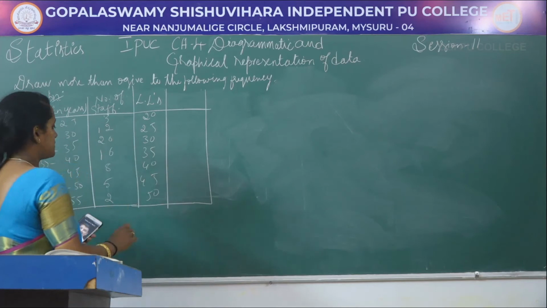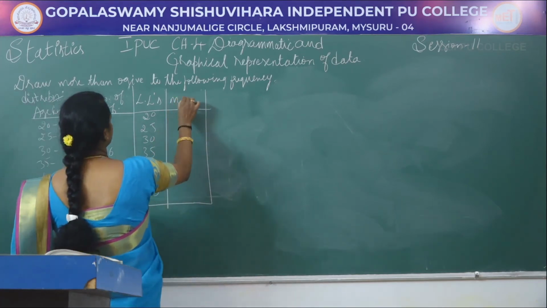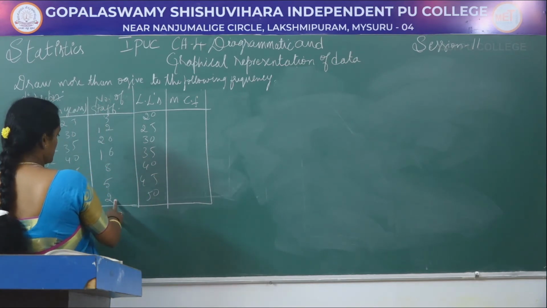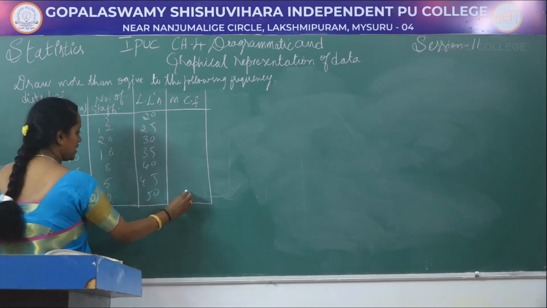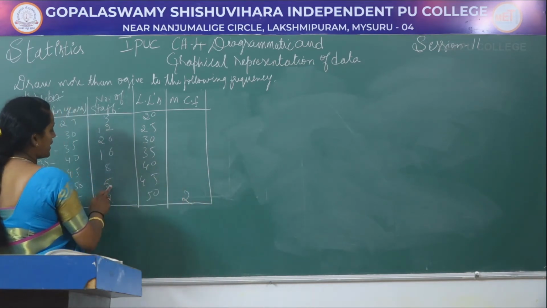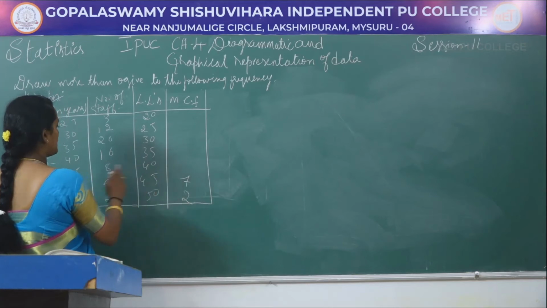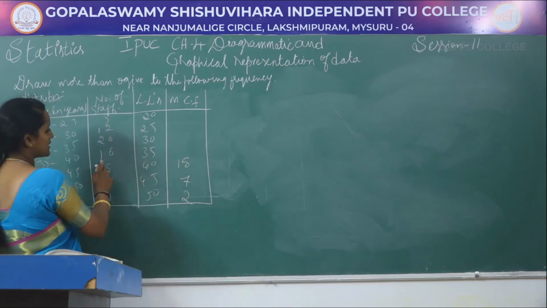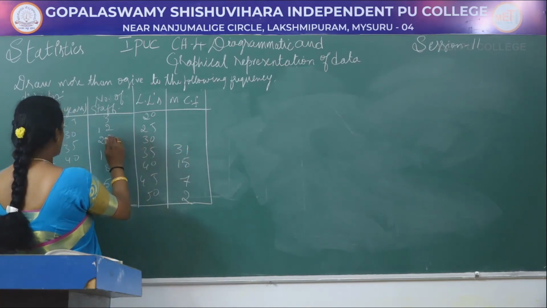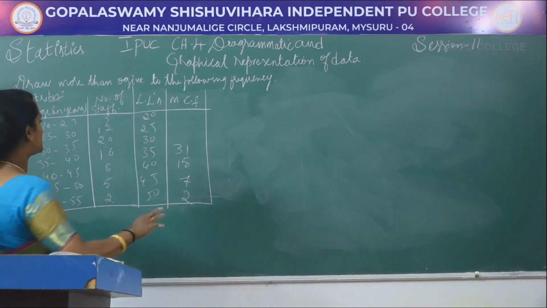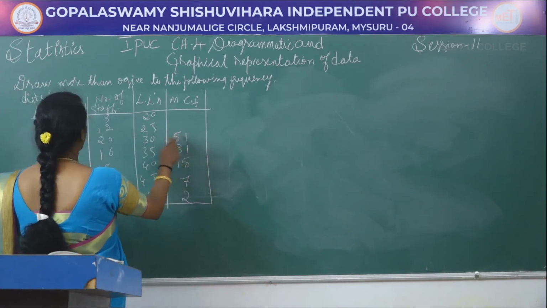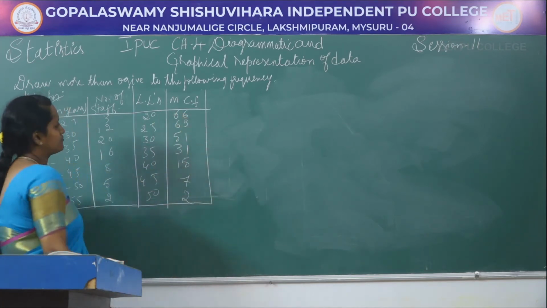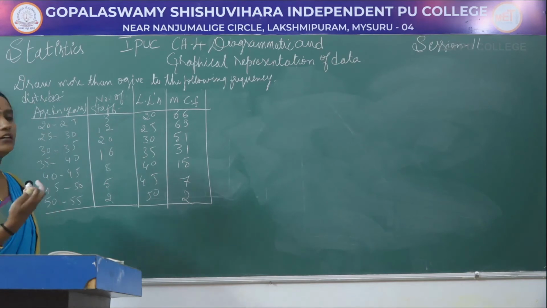Next, for number of staff, first we have to find the MCF. To find the MCF, first we have to add this. First number will remain the same, it is 2. For 2 we should add 5, it will become 7. For 7 it is 8, 8 plus 7 is 15. For 15 and 16 it is 31. 31 plus 20, it is 51. 51 plus 12, it is 63. 63 plus 3, 66. Okay. This is how we have found the MCF.